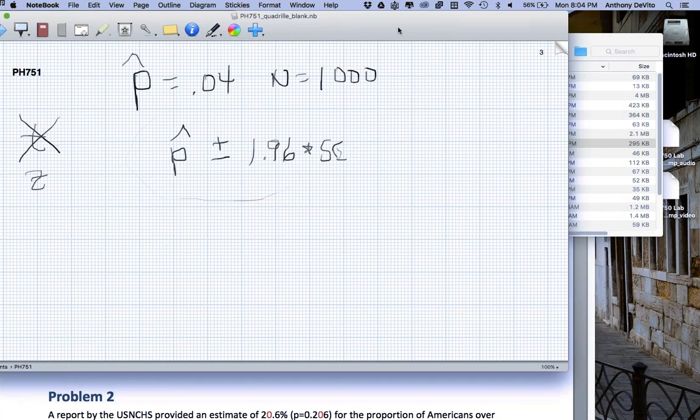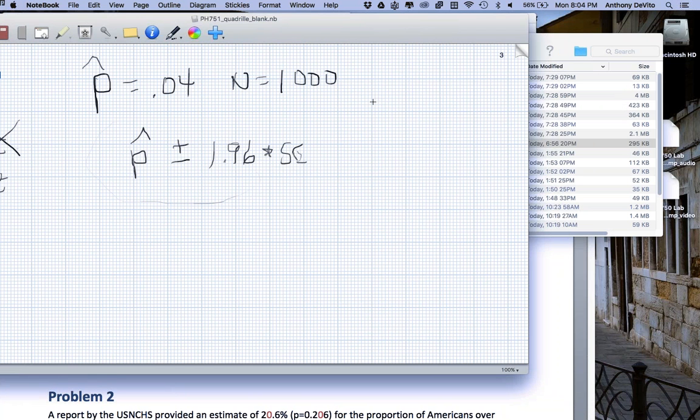Now, how do we calculate standard error here? Well, first, we have to know the standard deviation, right? The standard error is equal to the square root of p times 1 minus p over n. Okay, that's my standard error here. So what is my standard error equal to? The square root of... You guys remember this formula?